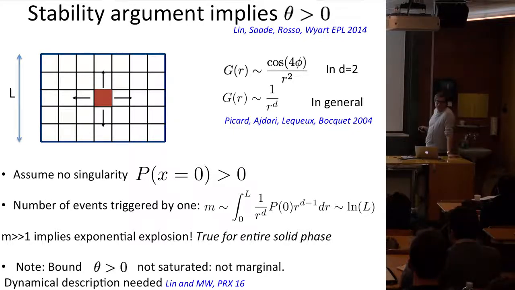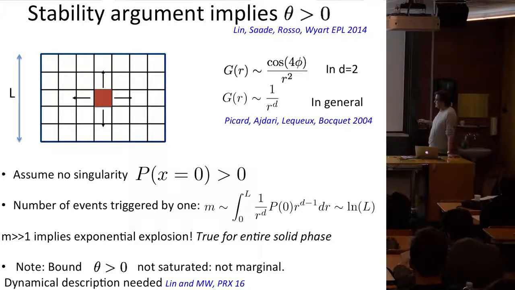Note that this argument is true for the entire solid phase, right? Not just at sigma c, it's true all the time. You must be stable. It cannot be that in the solid phase, as soon as I touch it a little bit, boom, I'm completely rearranging. Okay, now one point.